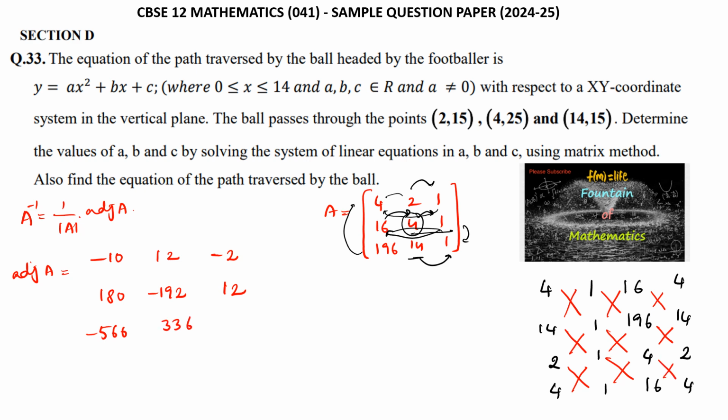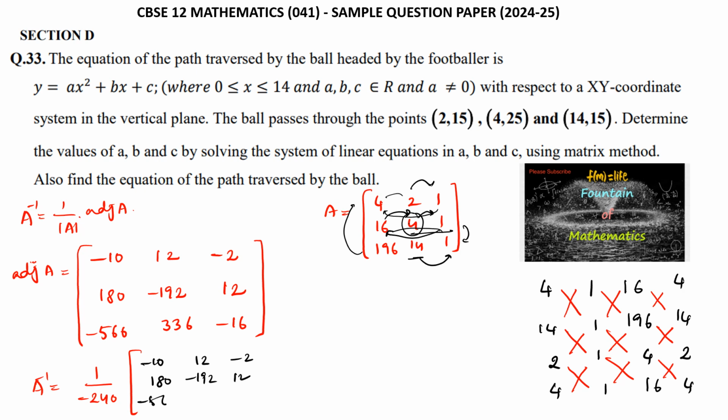And 4 4s are 16 minus 32. It's a negative 16. So we got direct adjoint of the matrix. No need to do transpose. We have done already transformation. And then A inverse is equal to 1 by determinant of A, which is minus 240, into adjoint of this matrix, which is minus 10, 12, and minus 2, 180, minus 192 and 12, and minus 560, 336, and negative 16.